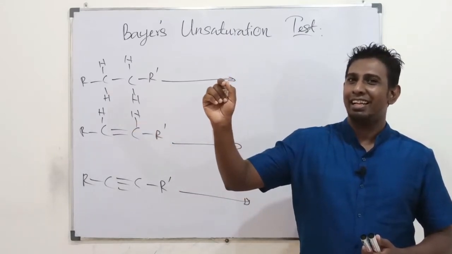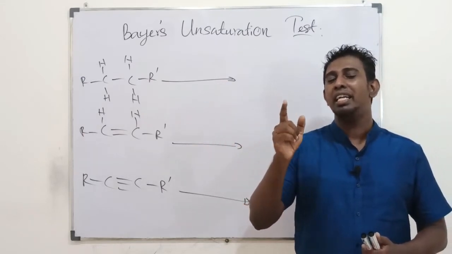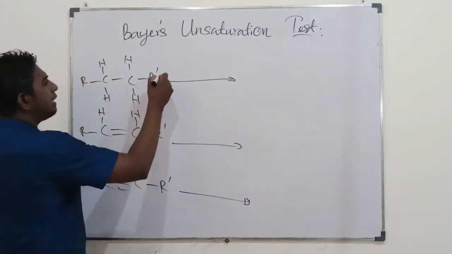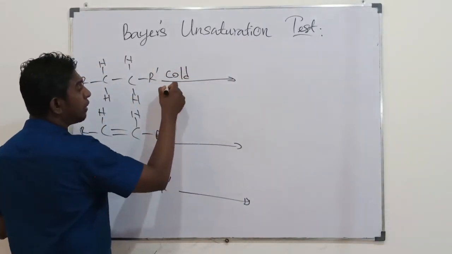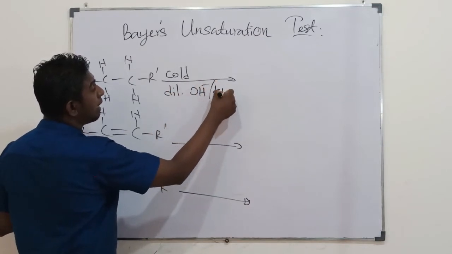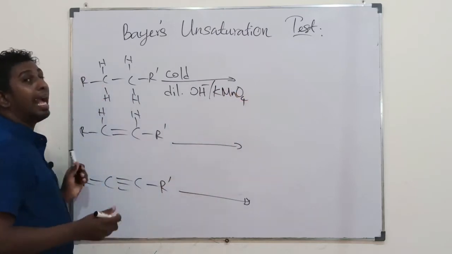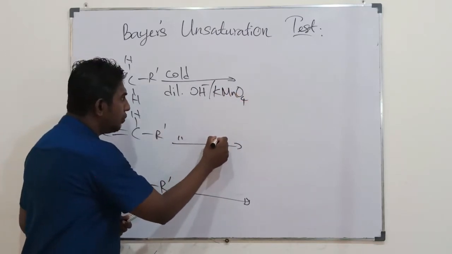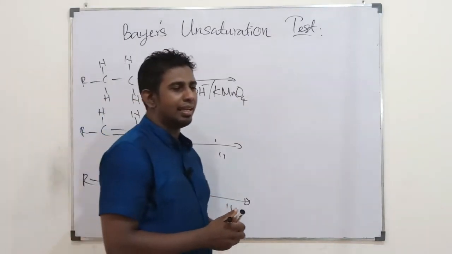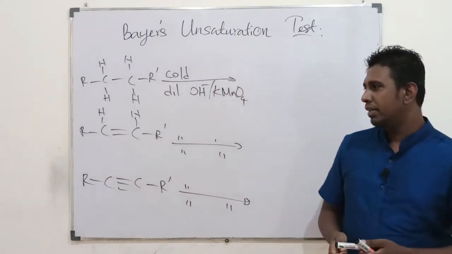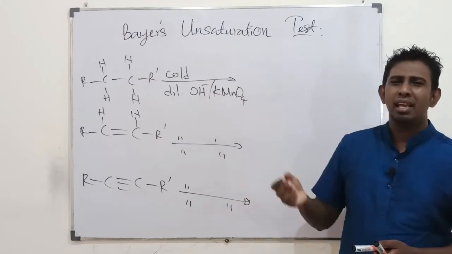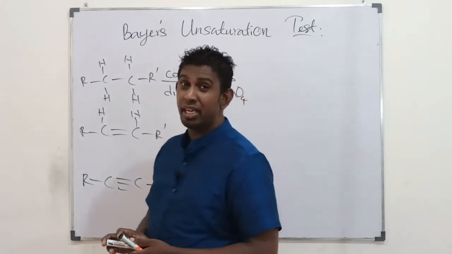It's cold dilute alkaline potassium permanganate, which we identify as the Bayer's reagent. Okay, so it is called dilute potassium permanganate. So dilute alkaline potassium permanganate we use as the Bayer's reagent. You take those alkenes and alkynes separately. Then you treat them with cold dilute alkaline potassium permanganate, the Bayer's reagent.